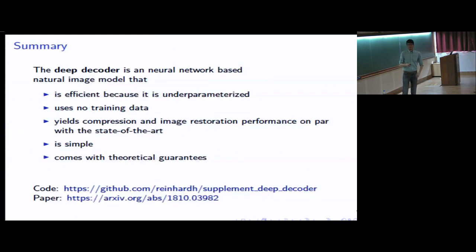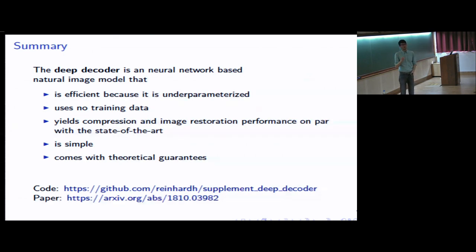So in summary, the deep decoder is a new neural network architecture meant to be a natural image prior. It's meant to be a model for what makes some particular images natural and other particular images unnatural. It's particularly efficient because it's under-parameterized, which is to say the number of coefficients it has is very few, and if you tune that well, then you can represent natural images quite well.